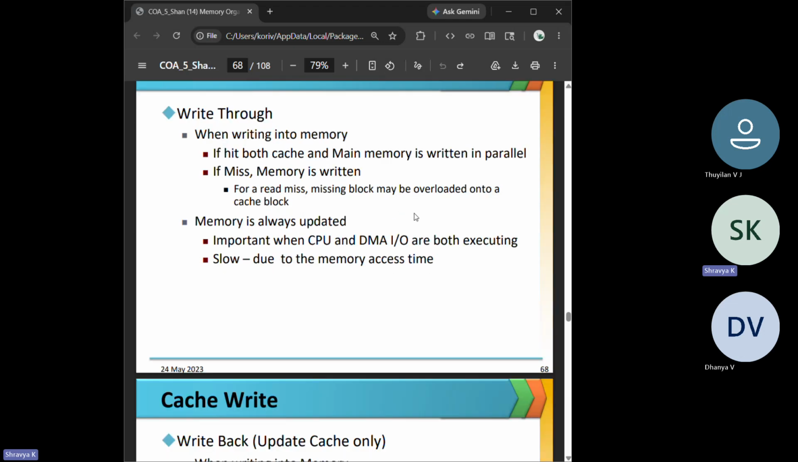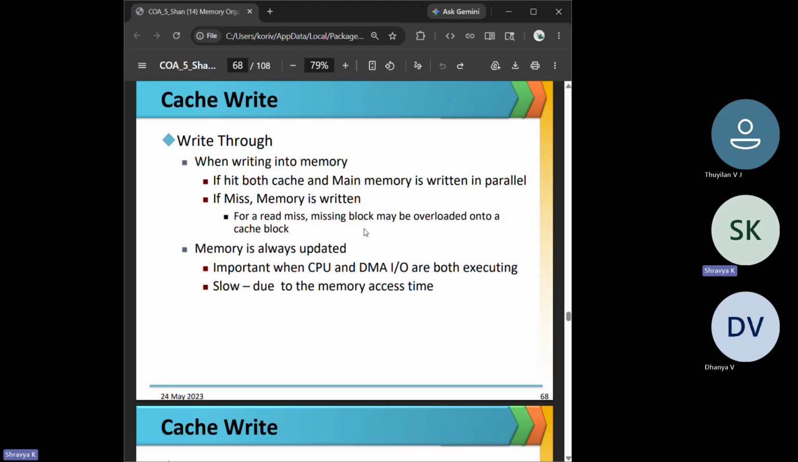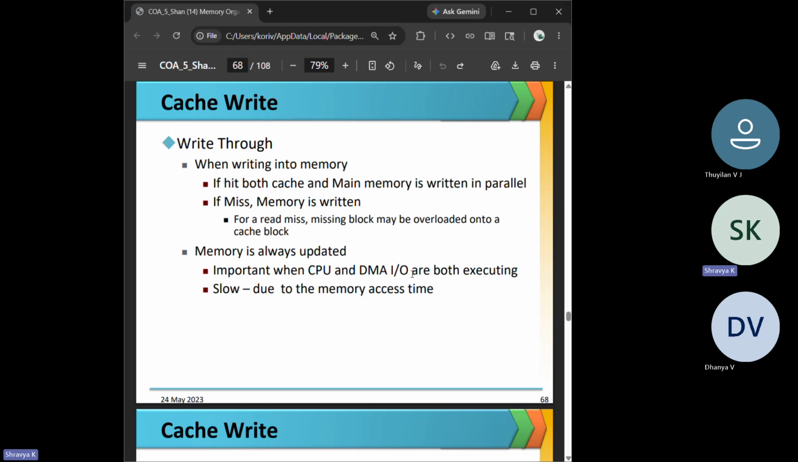So the memory is always updated when you use write through, because as soon as you write in the cache, you're writing in the memory as well. That is good and important if the CPU and the DMA IO are both executing, right? If the CPU is executing as well, it will require the updated memory, so it makes sense that it will want the memory to be updated and write through operations need to be performed. But this, of course, will become slow, because updating the memory is much slower than updating the cache.